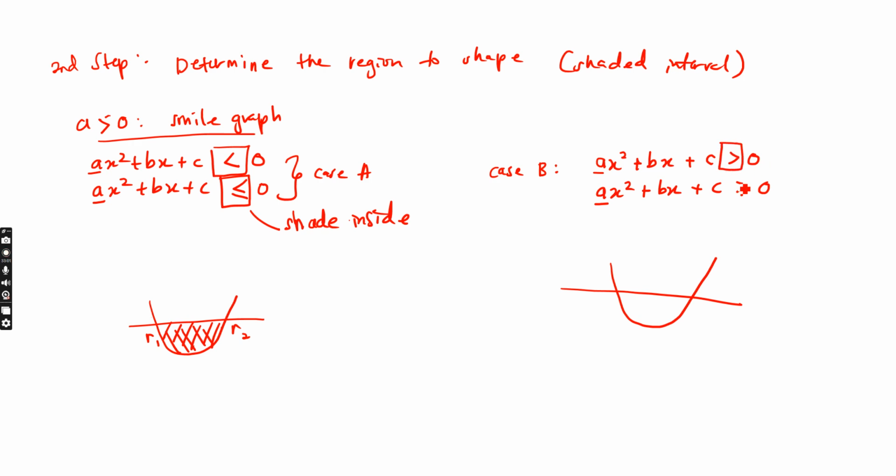You should check based on the sign that you have here, which is greater than or greater than or equal to. When it is greater than, you need to shade outside, based on the symbol here. So where is the outside? This part, long, with R1 and R2, which are the roots. So this is for the smile graph. Okay, up until here, can you understand?